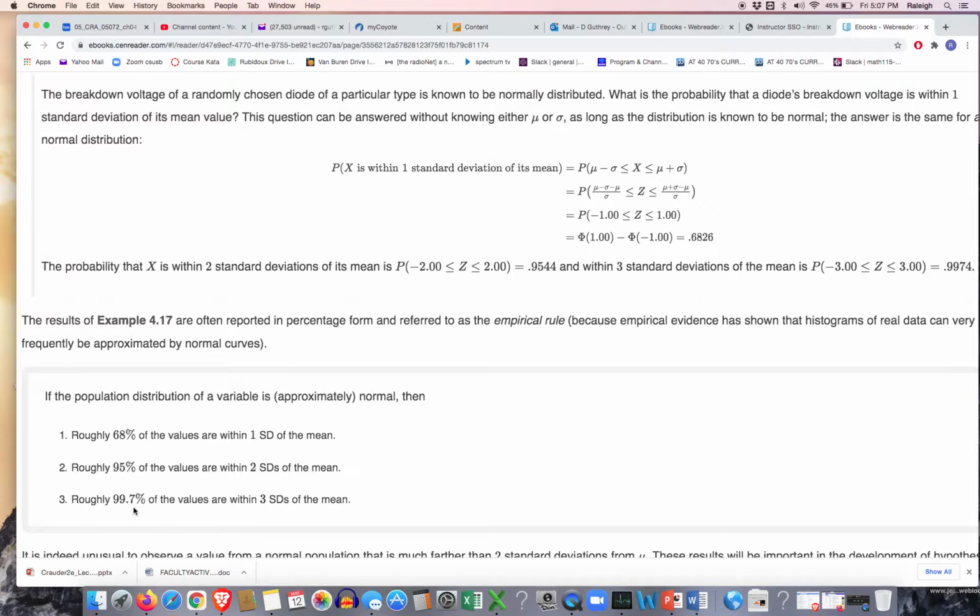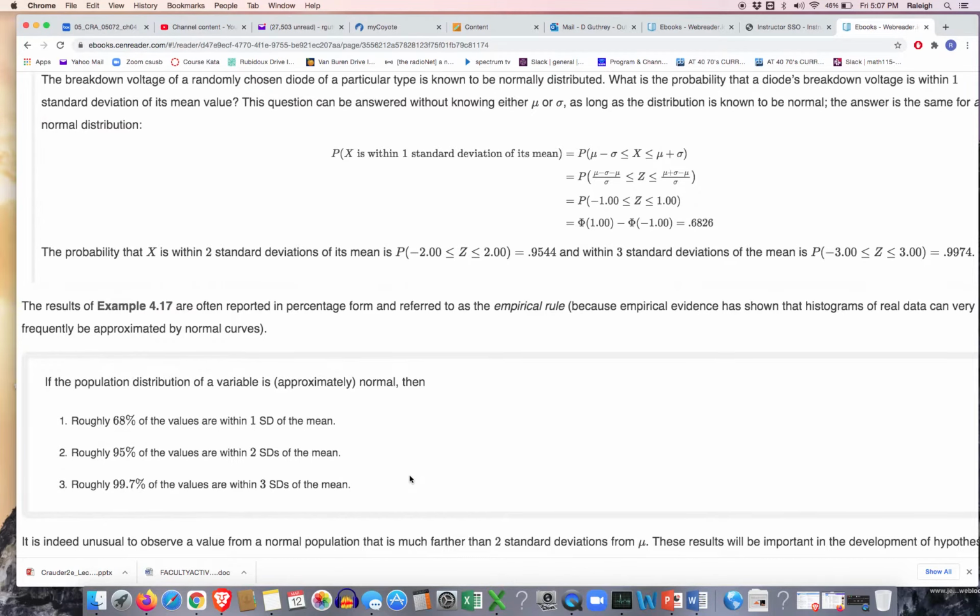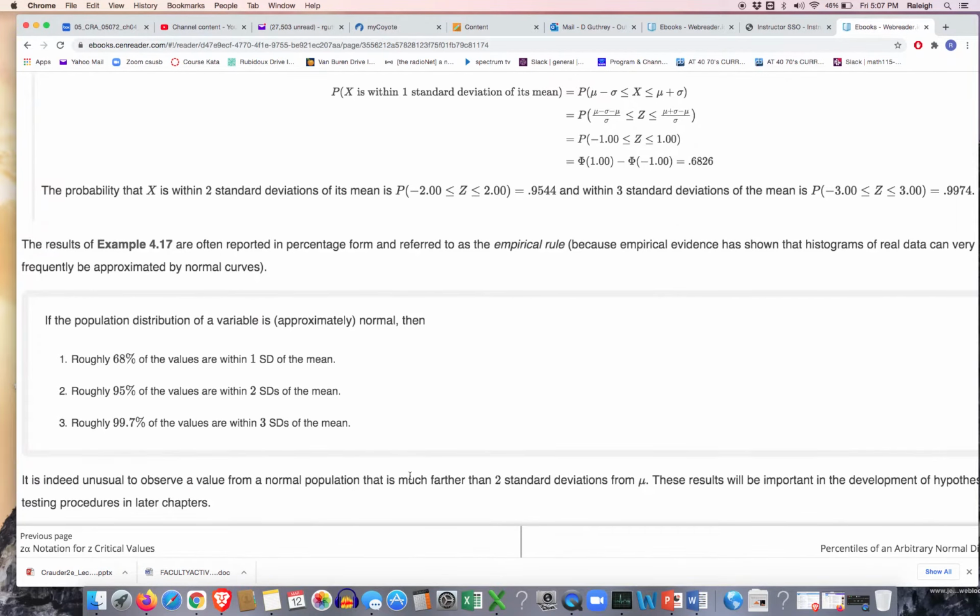Why did they do that? If they'd gone to the nearest percent, they would have said 100%. That doesn't sound quite right. So they did bend it back just a touch, and that's within 3 standard deviations of the mean, which is virtually everything. So it's indeed unusual to find something that's much farther than 2 from mu, and the tables stop at around 3.5 and negative 3.5 because there just isn't much left out there.